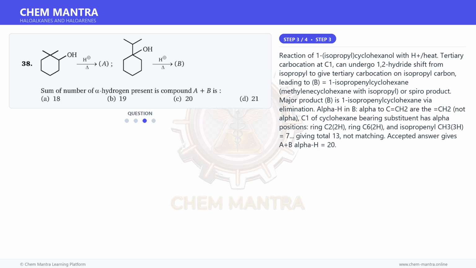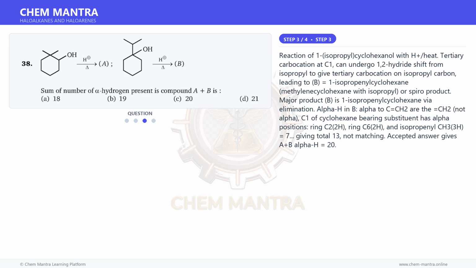Moving on to the next step. Reaction of 1-isopropyl cyclohexanol with H plus heat. Tertiary carbocation at C1 can undergo 1,2-hydride shift from isopropyl to give tertiary carbocation on isopropyl carbon, leading to B equals 1-isopropenylcyclohexane, methylcyclohexane with isopropyl, or spiro product. Major product, B, is 1-isopropenylcyclohexane via elimination.